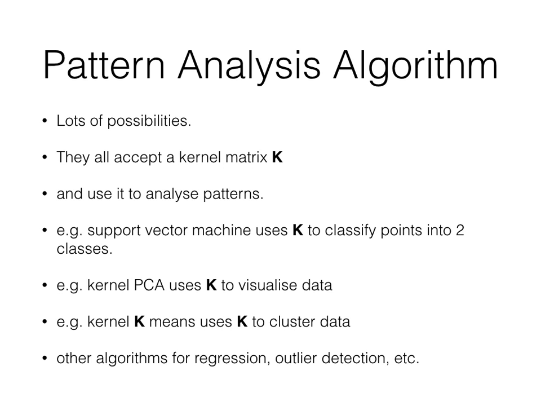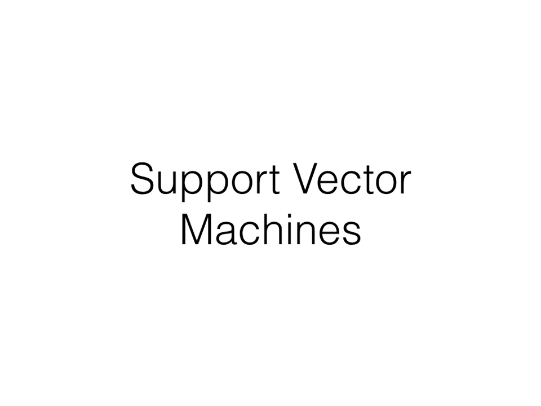So a support vector machine uses K to classify points into two classes, kernel PCA uses K to visualize data. Kernel K-means is like a non-linear version of K-means classification, which we'll talk about later in the semester. There's also other algorithms that allow you to do regression or outlier detection or other kinds of things. So in a nutshell, that's what the kernel methods are about. So let's look specifically at just support vector machines.